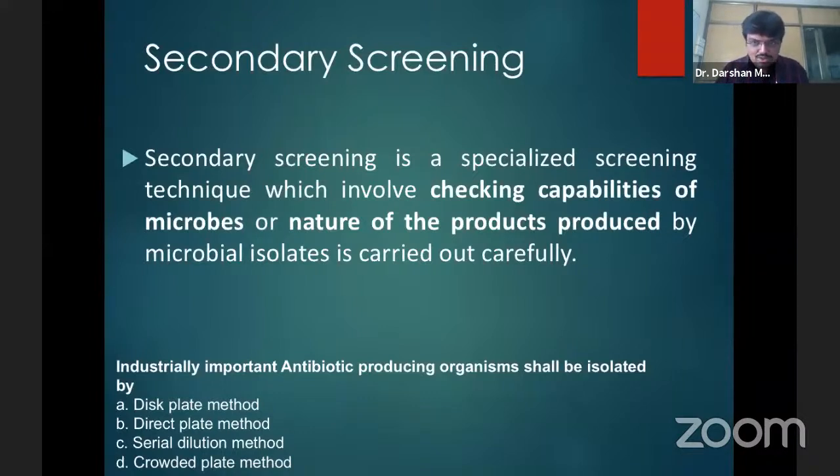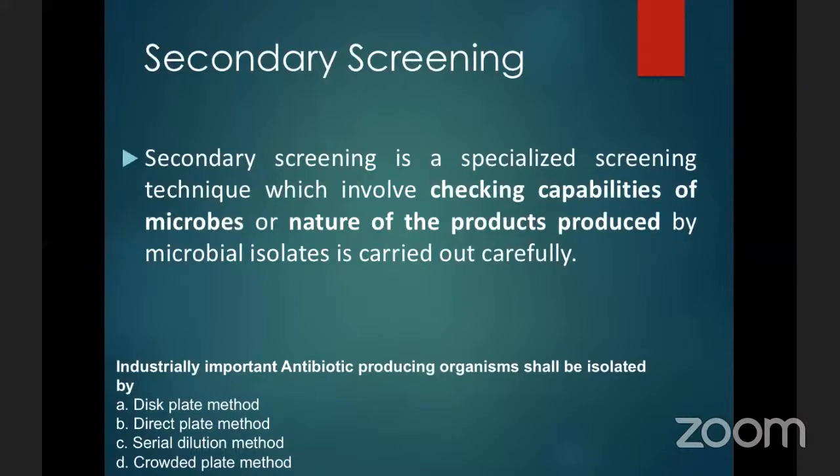Try to understand. Whatever the crowded plate is, the name itself suggests crowded. The plate is crowded. But whichever organism produces antibiotic, near that, what will happen? Near that, a zone is going to be created. Yes, that zone of inhibition. Zone of inhibition. Yes, very good. Right. So that is one method.